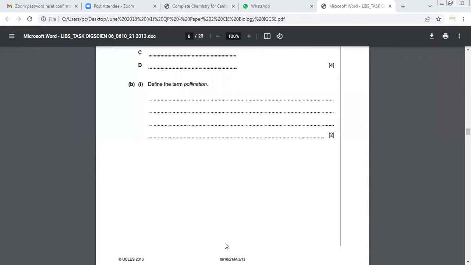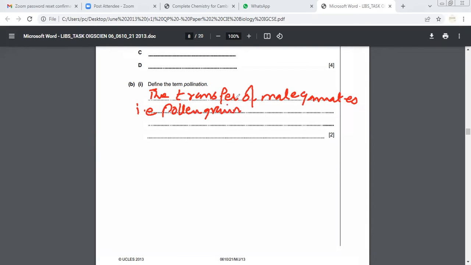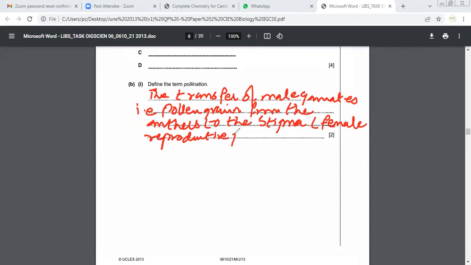Okay, define the term pollination. The transfer of male gametes, that is pollen grain, from the anthers to the stigma, female reproductive part, is called pollination.